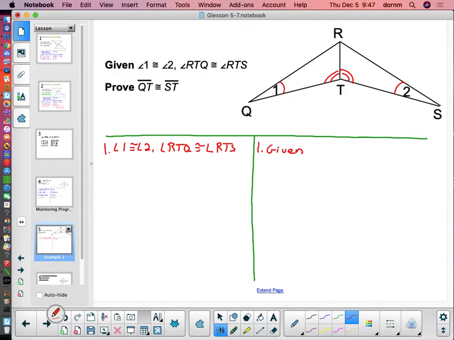Wait, aren't these the same? Aren't the top angles the same, angle QRT and angle SRT? Yes, we could make that conclusion. What theorem would we use for that? You could say that this angle is congruent to that angle, because you have two angles. Yeah, that's called the third angle theorem.